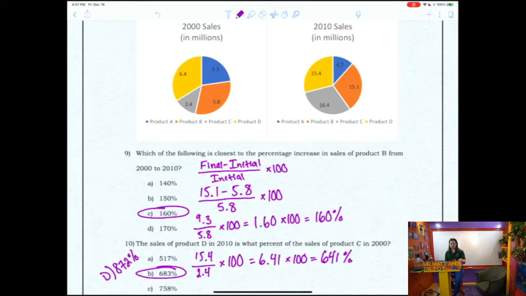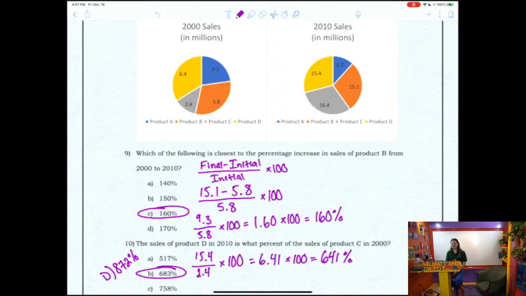So for number 9, we needed to use the percentage change formula, final minus initial divided by initial times 100. The percentage increase in sales of product B from 2000 to 2010, the final value would be product B in 2010. Product B in 2010 is 15.1. Product B in 2000 is 5.8. So 15.1 minus 5.8, quantity divided by 5.8 times 100 will be our answer.